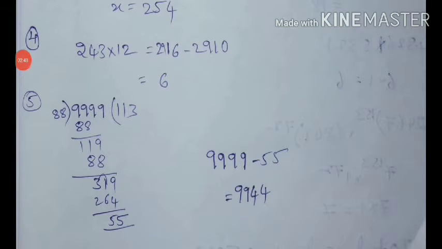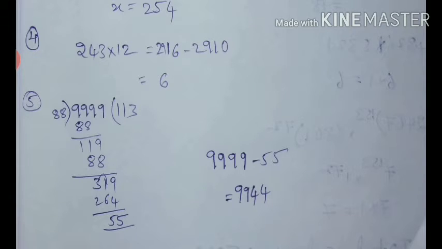Next, what must be added to 2910 so that the quotient is 243 on dividing by 12? So 243 into 12 equal to 2916. So minus 2910, the difference is 6. So 6 must be added to 2910 so that the quotient is 243 on dividing by 12. We have to add 6 to 2910.